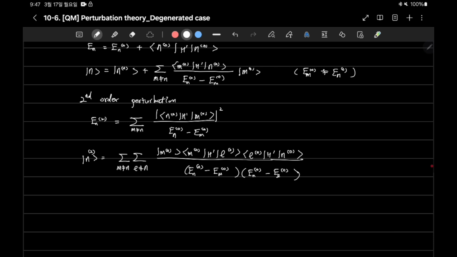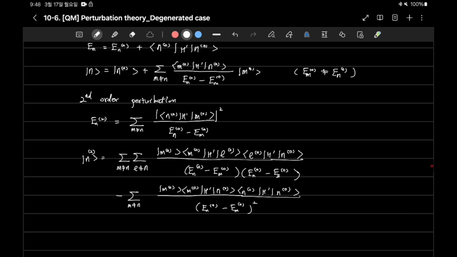And another correction is minus the summation over m not equal to n, of m0, H prime, n0, and n0, H prime, n0, in this case the l equal to n case, over En0 minus Em0 squared. It is the second order energy state.